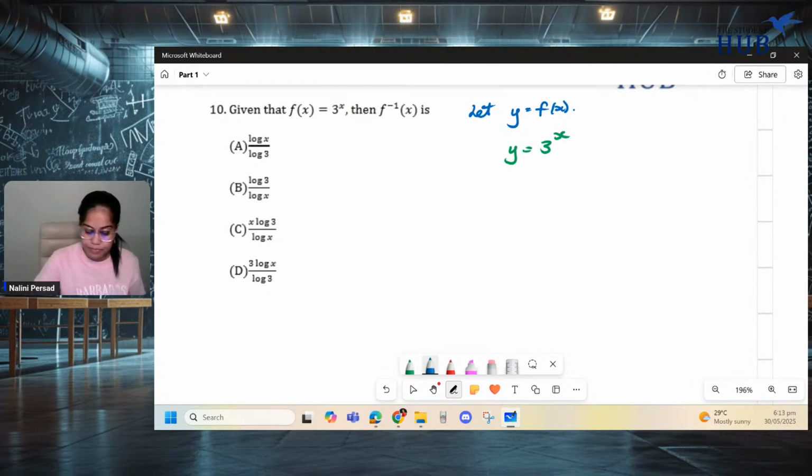That's your first step. The second step is to interchange the variables. Wherever you see y, you put an x. Wherever you see x, you put a y. Right? And then the last step is to make y the subject.